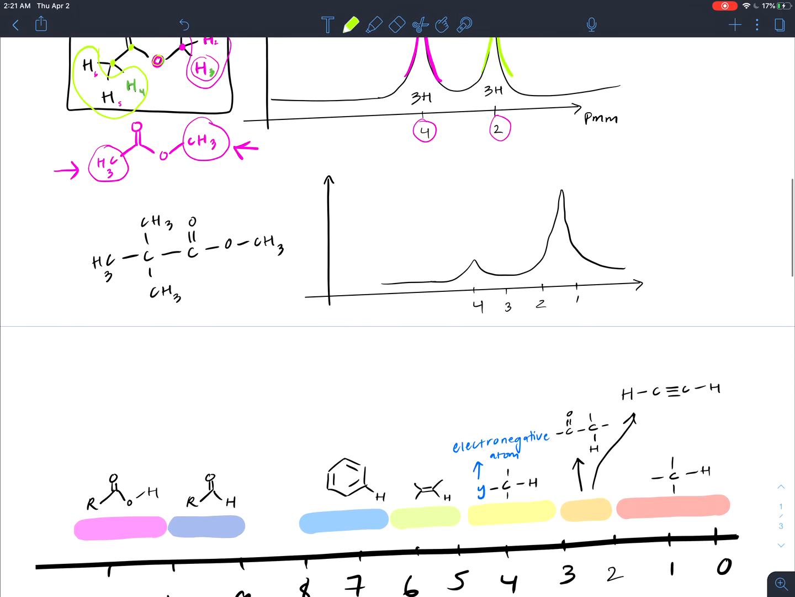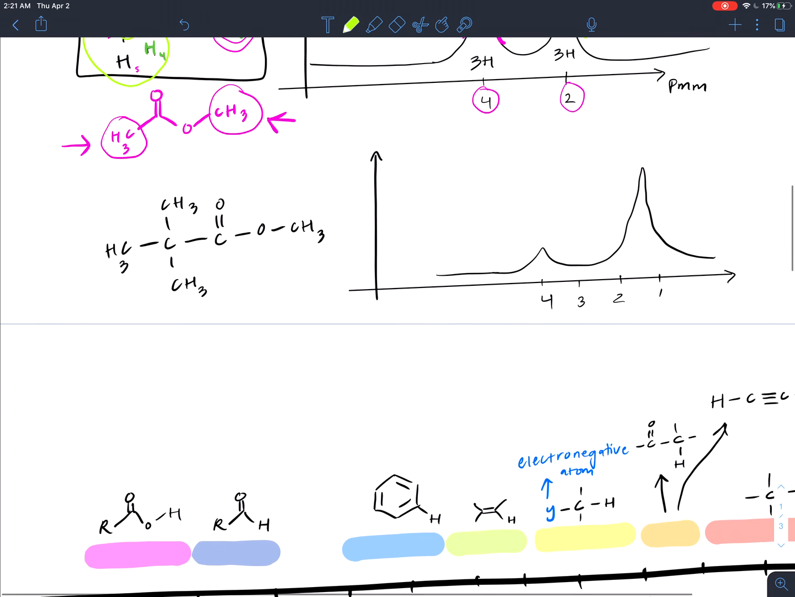Alright, let's do one more example to make sure you guys got it. In this case, again, there are steps that I want you guys to know. First, I'm going to count how many hydrogens I have. I'm going to see which ones are equivalent. Then I'm going to see which signal represents which hydrogens. So in this case, I have these 3 hydrogens right here. And I have those right here.